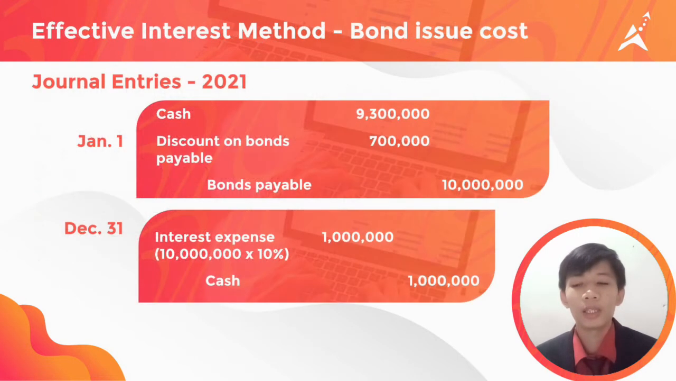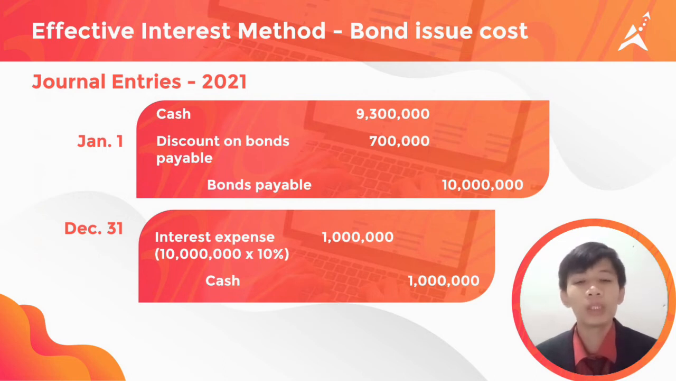Next are the journal entries. For January 1, the entry is to record the issuance of bonds payable. We debit cash 9,300,000, debit discounts on bonds payable 700,000, and credit bonds payable of 10 million. And again, like in the previous illustration, we add the amount of bond issue cost of 200,000 to the amount of the original discount on bonds payable of 500,000, resulting to 700,000.